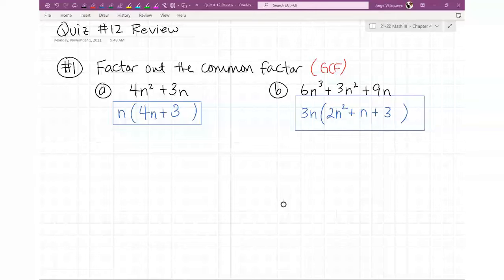Now, questions 4, 5, and 6, 7, let me see, all the way up to 9. So 4 to 9, they're going to ask you to factor using trinomial factors, okay? Trinomial factors meaning like the x method, okay? So let me give you problems like this. So factor each completely.